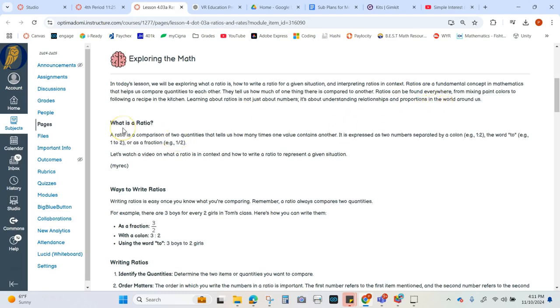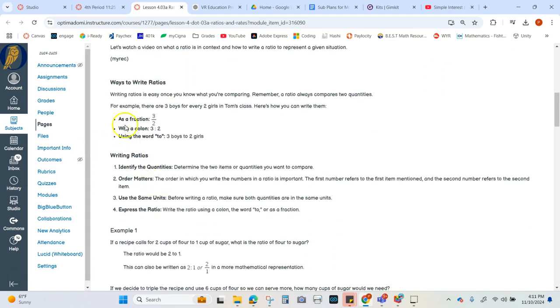Well, what is a ratio again? I know I've learned it before, but I kind of forgot. A ratio is a comparison of two quantities that tells us how many times one value contains another. It's expressed as two numbers separated by a colon, like 1 colon 2, with the word "to," like 1 to 2, or as a fraction, 1 over 2. Like I just said, there are three different ways to write ratios.